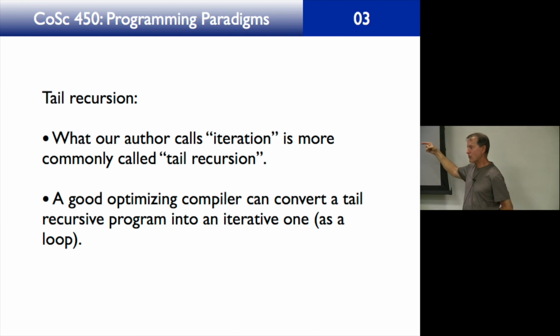But why does our author call that iteration? Because when we write a tail recursive function in Scheme, what does the compiler do behind the scenes when we click run and it compiles it? It actually doesn't make that recursive call. It mathematically transforms it into an equivalent loop. And so there's no runtime stack. The whole thing, and then it can run fast.